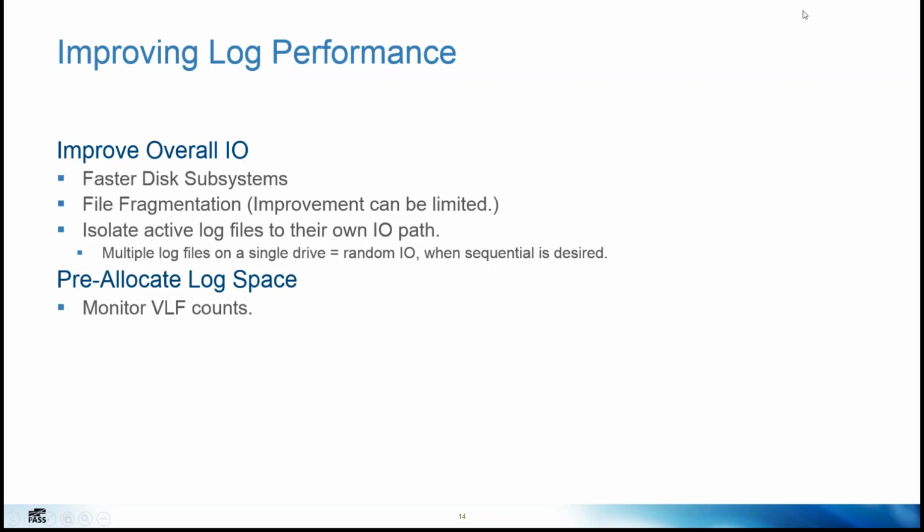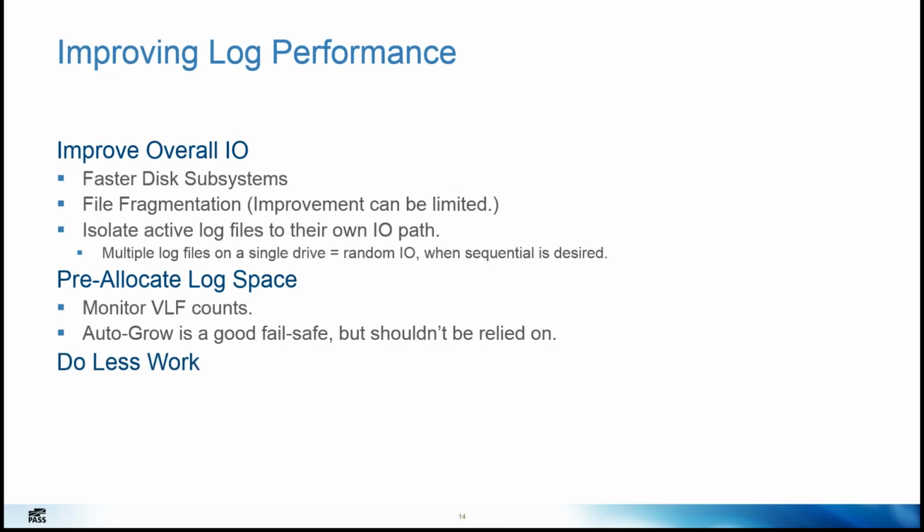You want to keep an eye on those and make sure that you don't have too many VLFs within your log file. Auto-grow, as far as log space goes, that's fine for a fail-safe, but again, anytime you can avoid an auto-grow, you're doing better. You shouldn't rely on it unless you absolutely have to. Again, keep it on as a fail-safe. Auto-grow is not a bad thing, but you want to try and proactively manage the space in your transaction logs.